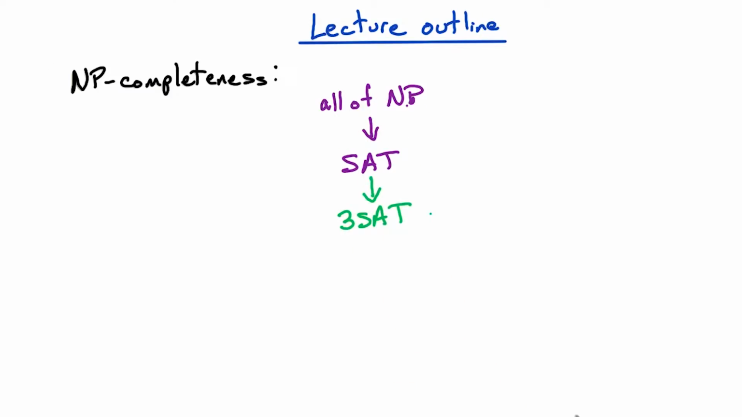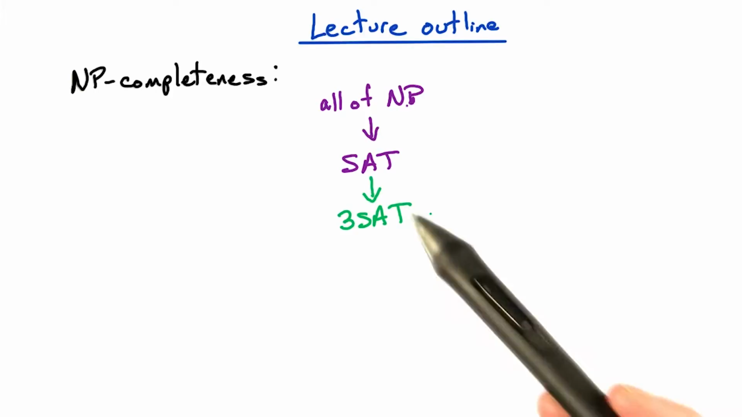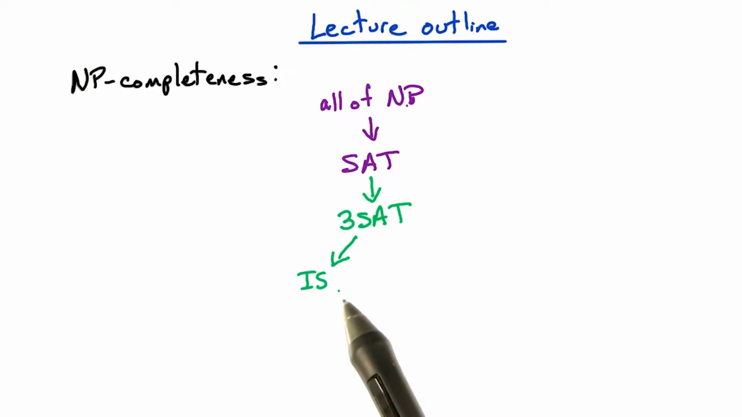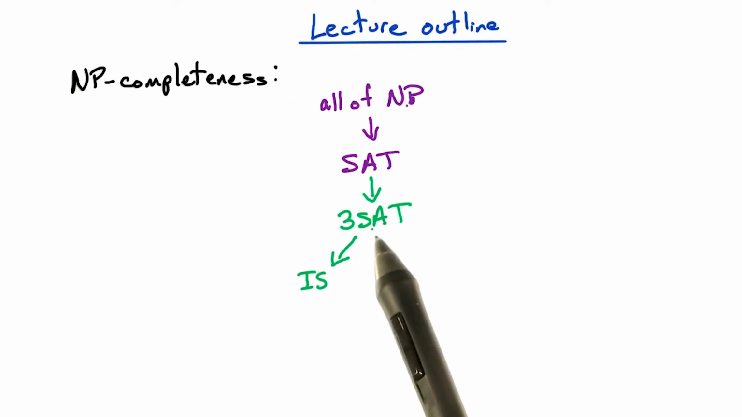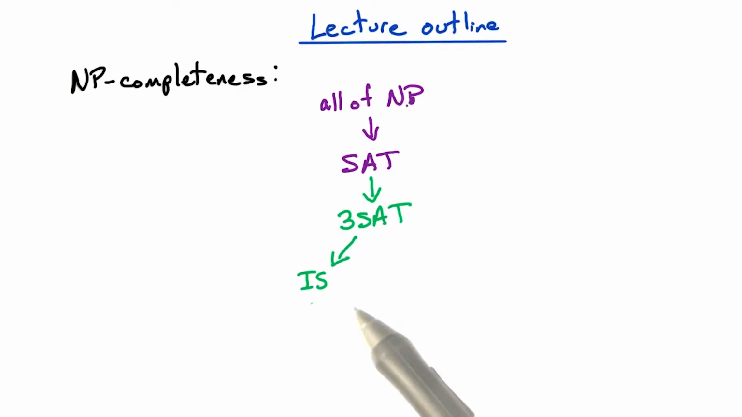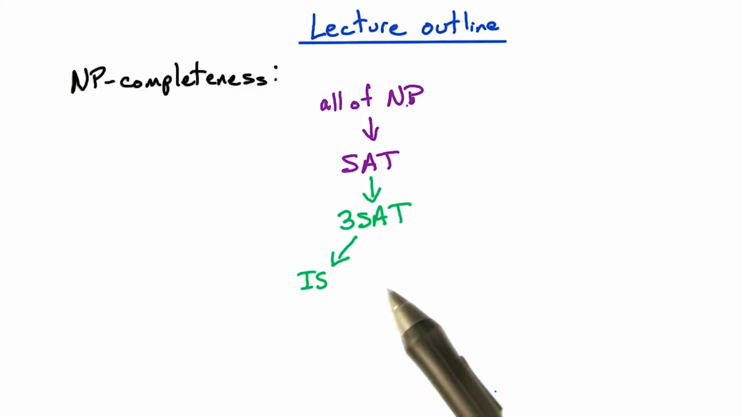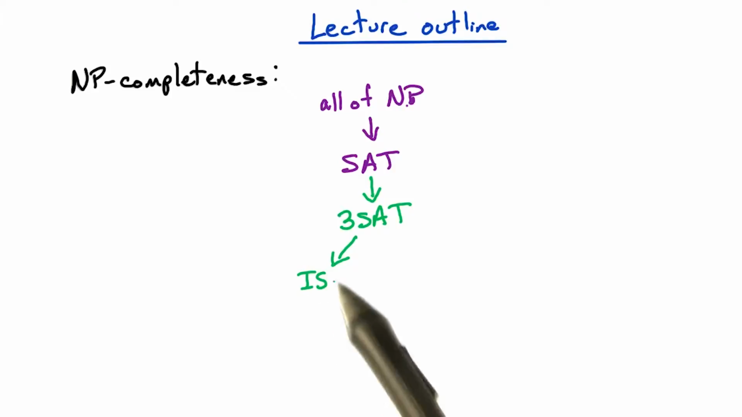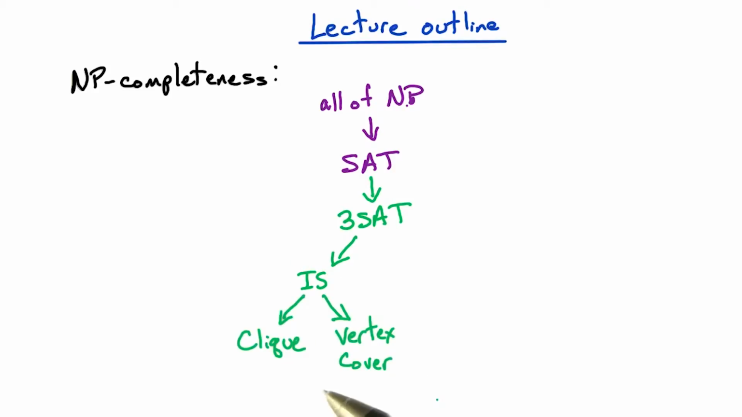Then we saw that 3SAT is NP-complete. This involved a reduction from SAT to 3SAT. Then we proved that the independent set problem is NP-complete. This involved a reduction from 3SAT to the independent set problem. This was a quite interesting reduction because it involved a transformation from a logic problem, 3SAT, to a graph problem, independent set problem. Then we proved that the clique problem and vertex cover problems were NP-complete. These involve more trivial reductions from the independent set problem.